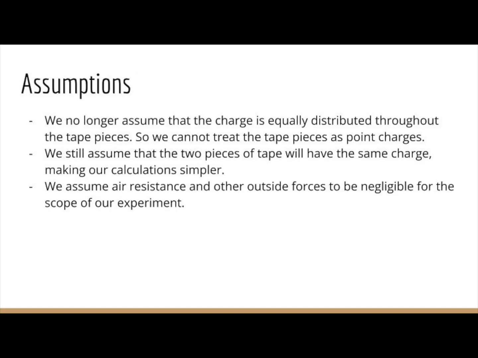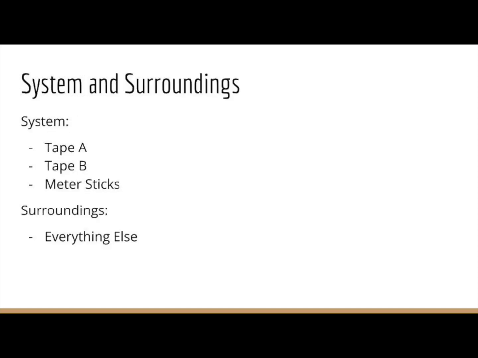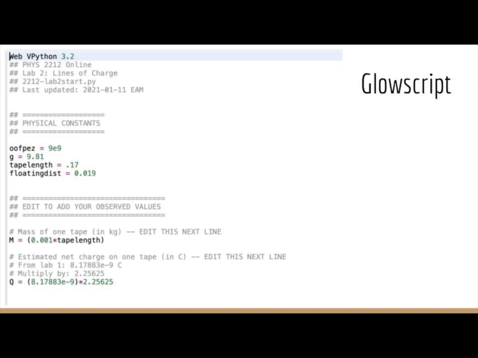So we are no longer assuming that the charges are equally distributed throughout the tape pieces, because they're not. We cannot treat this system as a point charge and get an accurate charge. We are still assuming that they have the same charge, but that could also be wrong. And we are assuming that air resistance and other outside forces are negligible for our experiment. So our system and surroundings, again, tape A, tape B, and meter 6 are in the system, everything else out of the system. The experiment is performed the same way it was in Lab 1, so we don't need to go over that.